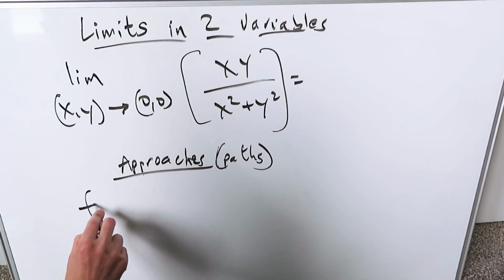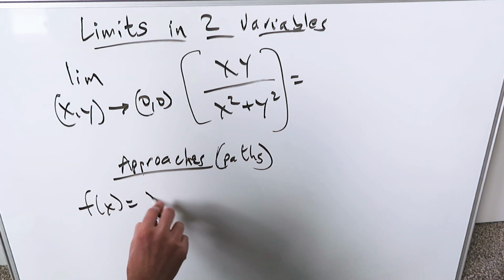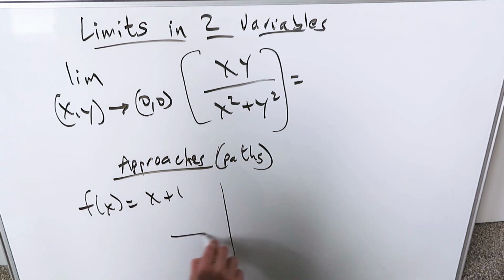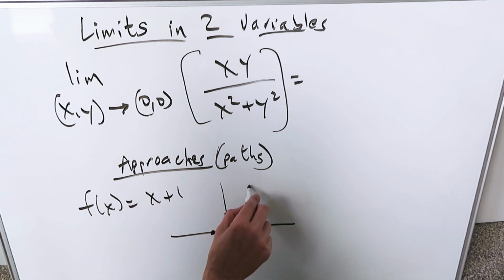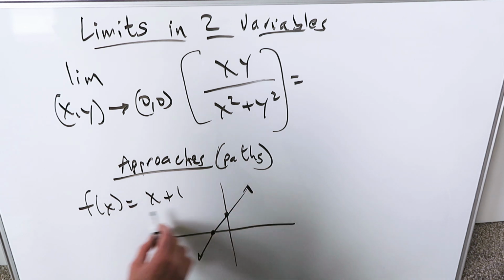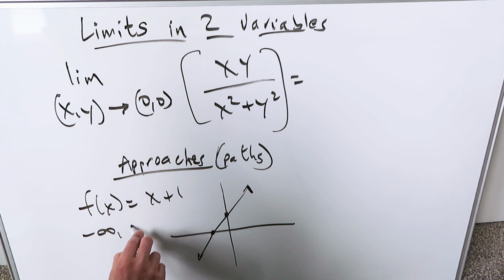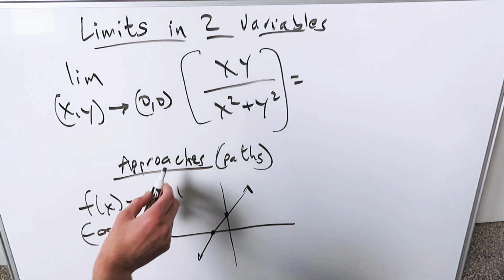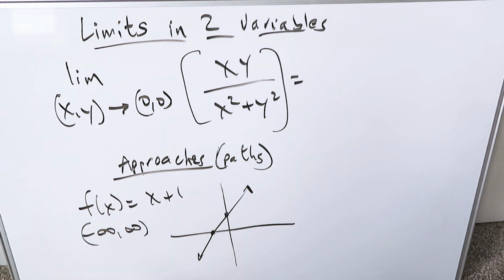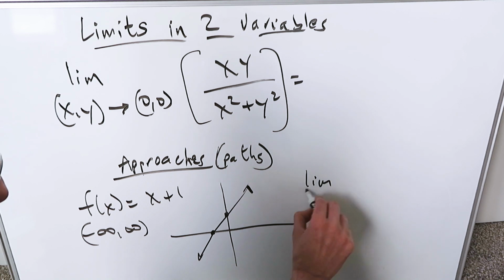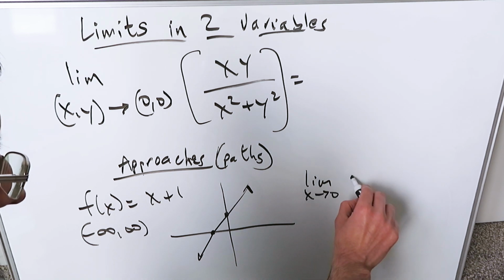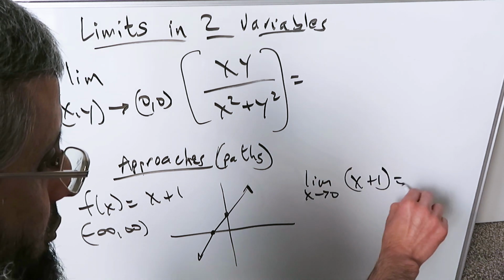Think about this equation right here, or function f of x is equal to x plus 1. When you graph it out, you know if x is equal to 0, y is equal to 1. When y is equal to 0, you have this. This is what it looks like. What is the domain of this system? You know it's minus infinity to infinity. When you are looking at approaches and paths for single variable limits, because you would have a limit as x approaches 0, you'd have this function x plus 1, and you know you're solving out.